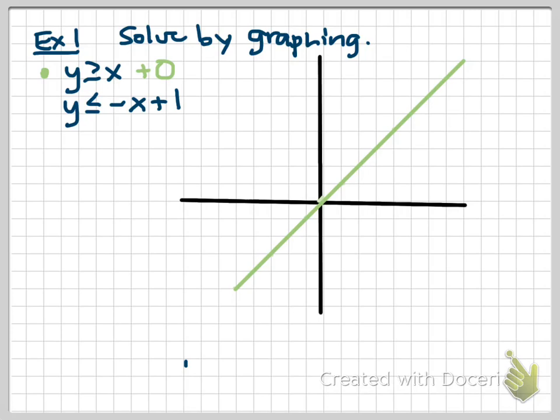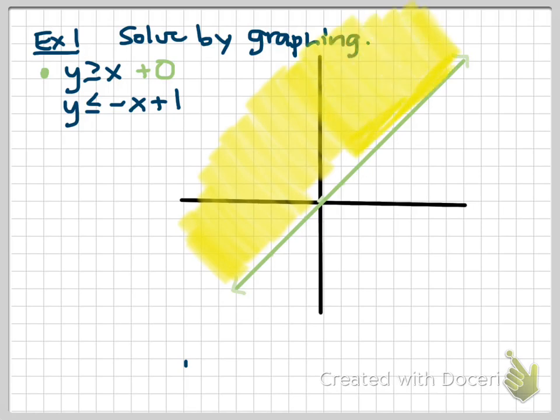Okay, then also it is greater than or equal to, so it's a solid line and it's shaded above the line. Okay, I'm shading above the line. Oopsie daisy. Okay, so this is the line y is greater than or equal to x. So all these points in here, if you plug them in, they work.